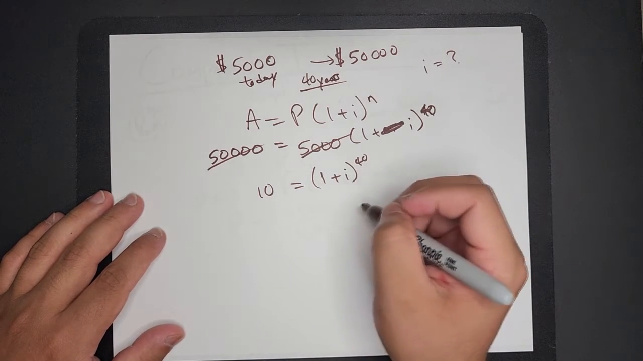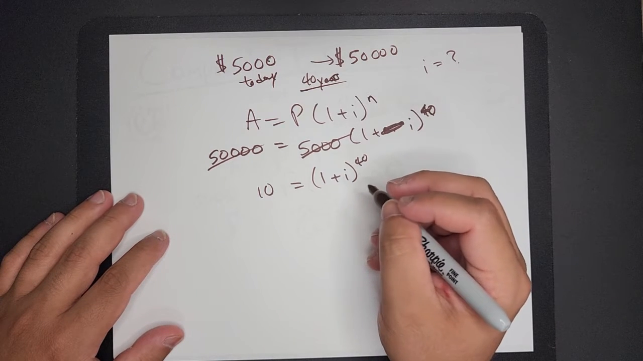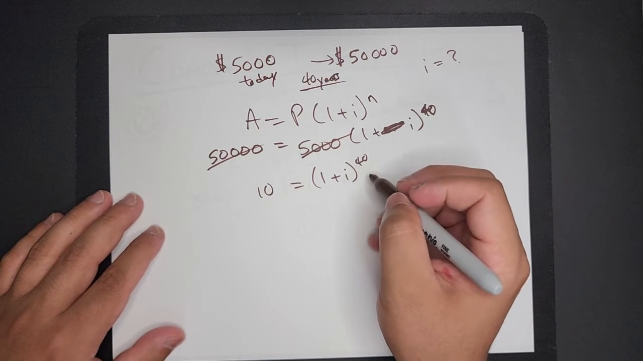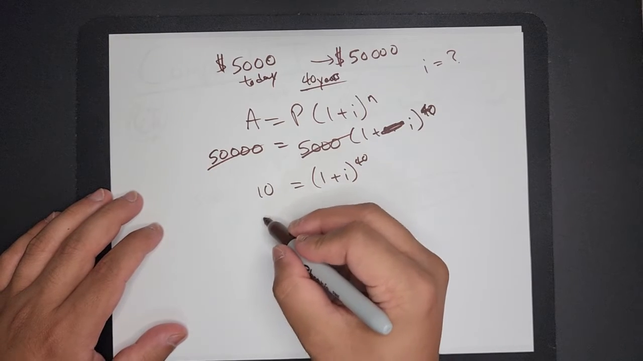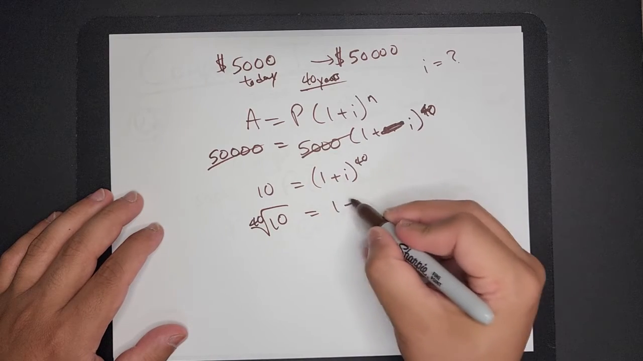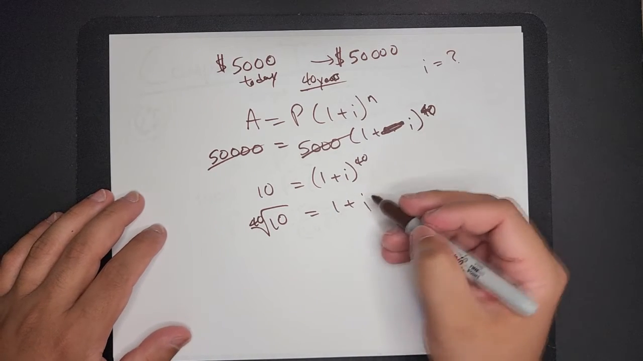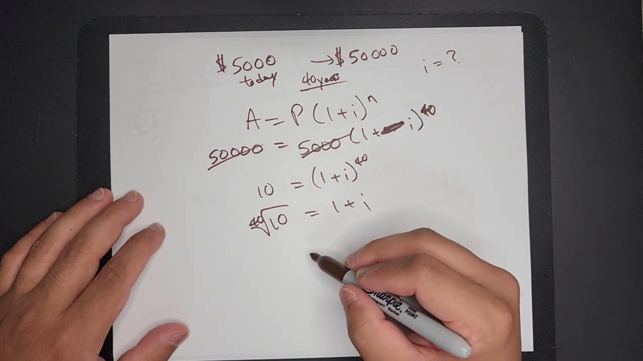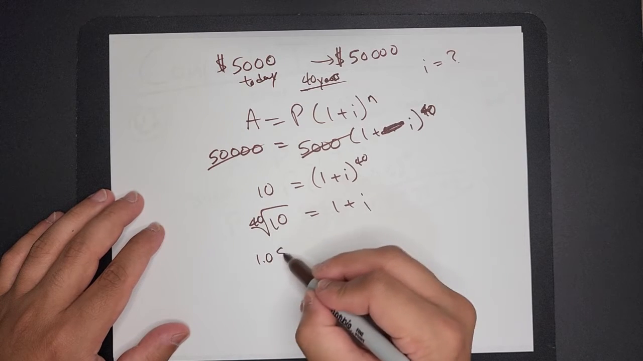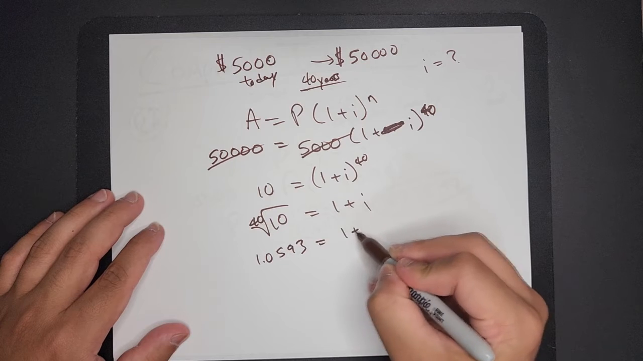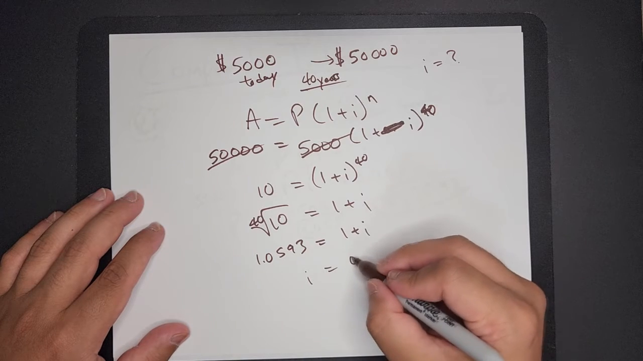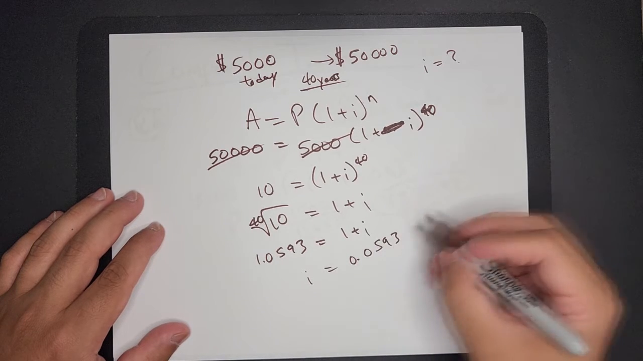So if we do some simple exponent math, I could just take the 40th root of both sides and get rid of that exponent there. And now I have 1 plus I, which should give me roughly 1.0593 equals 1 plus I. If I subtract 1 from both sides, I'm left with I equal to 0.0593.